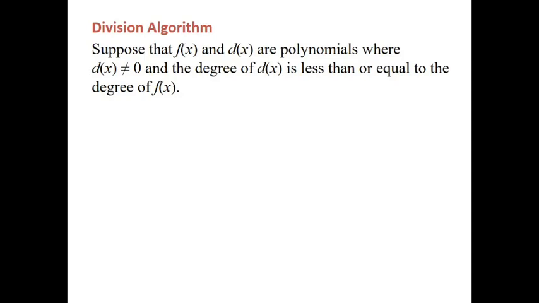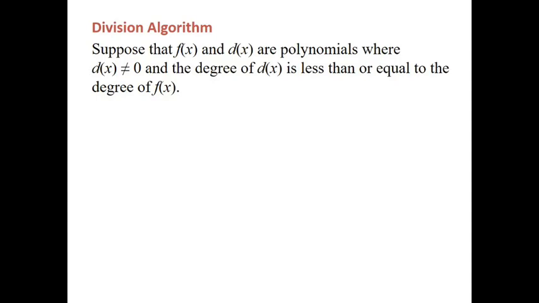So the division algorithm is you have f of x and d of x are polynomials. D of x can't be equal to 0 because you're dividing by d. The degree of d is less than or equal to the degree of f. If the degree of the denominator is more than the degree of the numerator, which f of x is the numerator, then you have a fraction, and there's no point in dividing it because it's less than 1.